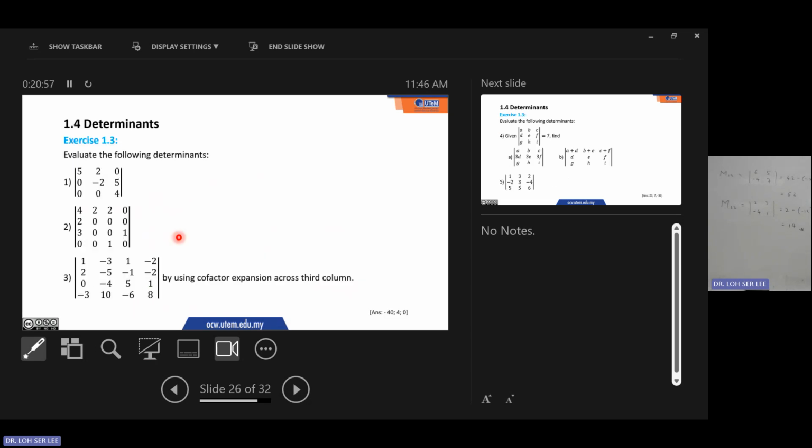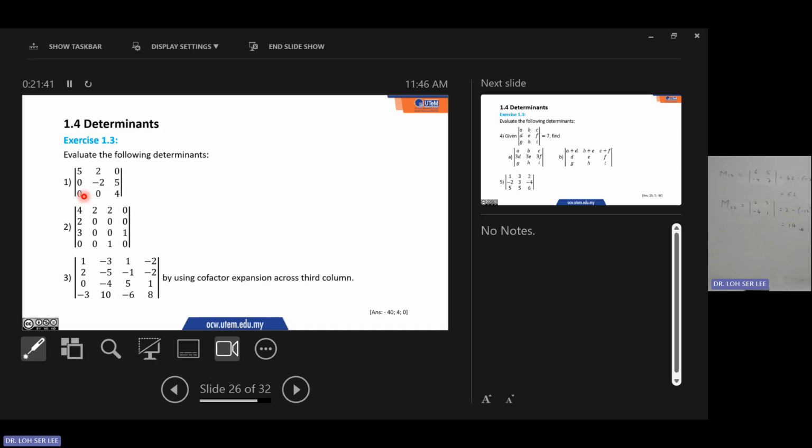Okay, now we come to this exercise 1.3. Evaluate the following determinants. You can try to use the shortcut or theorems or whatever you know to evaluate this. Now look at this matrix. Which method would you choose? Triangular matrix. The theorem of the triangular matrix, because this is 0. So the fastest way for number 1 is the theorem of the triangular matrix.